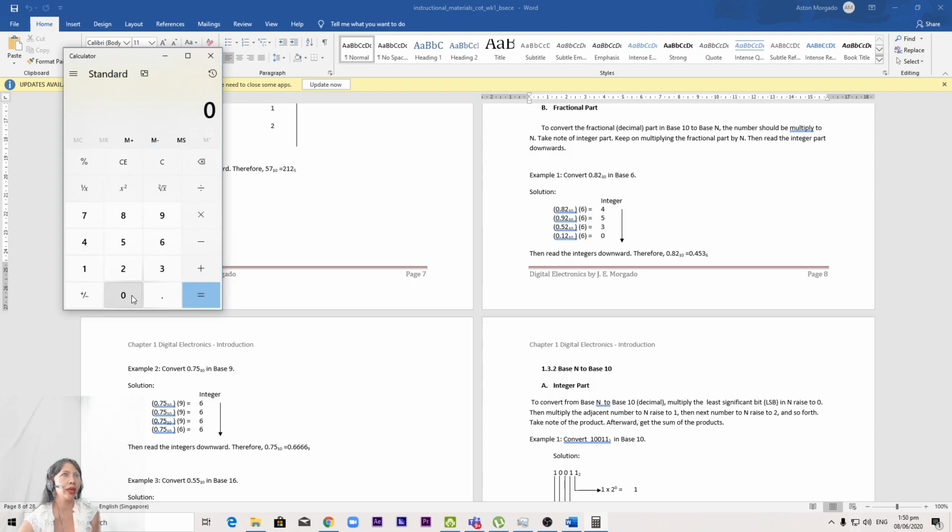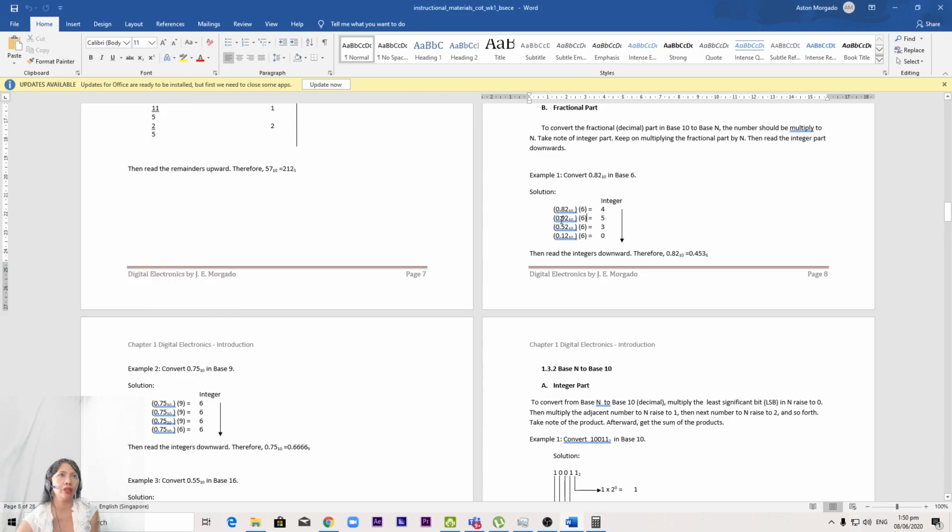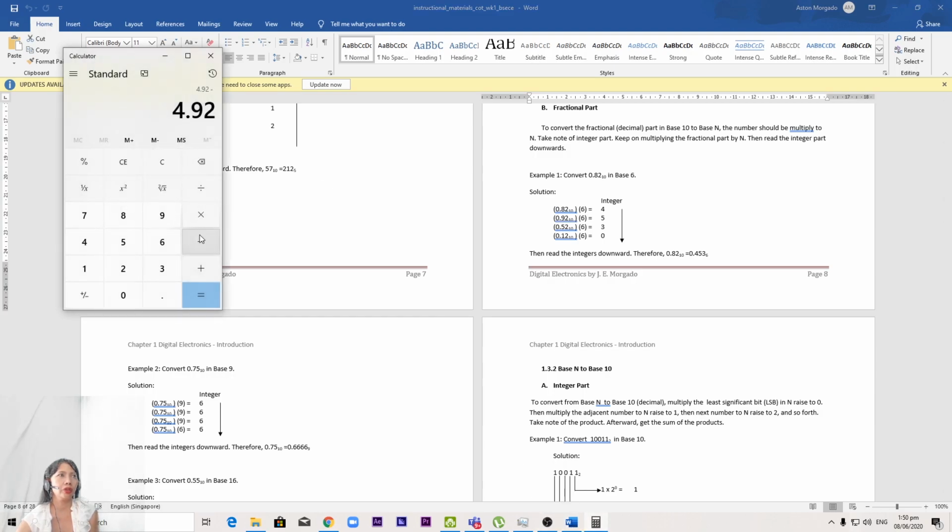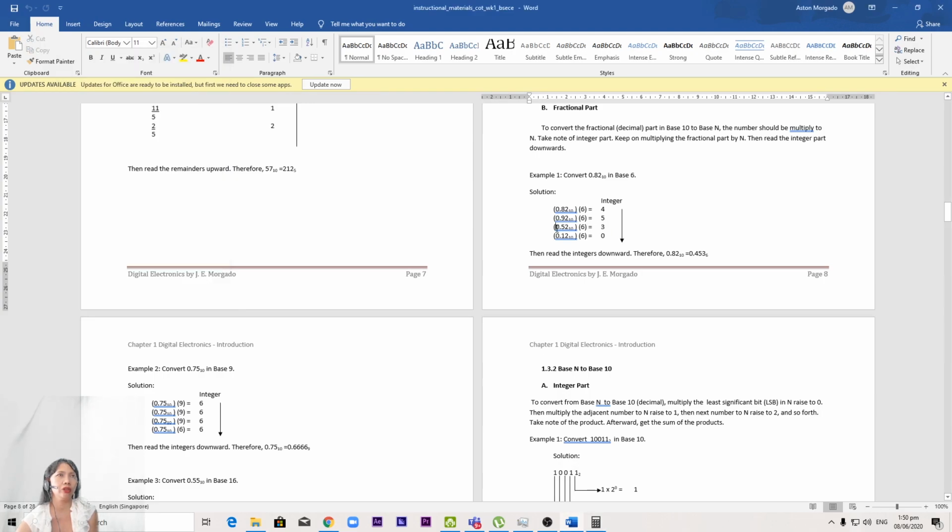Okay, so we have 0.82 times 6. So the answer is 4.92. But you write the whole number here, and then you continue multiplying the decimal or the fractional part. So again, let's multiply the 0.92 by 6. Okay, so we shall have 5.52. So you write the integer, the whole part here, the 5, and then continue multiplying with the fractional or the decimal part. So we have 0.52.